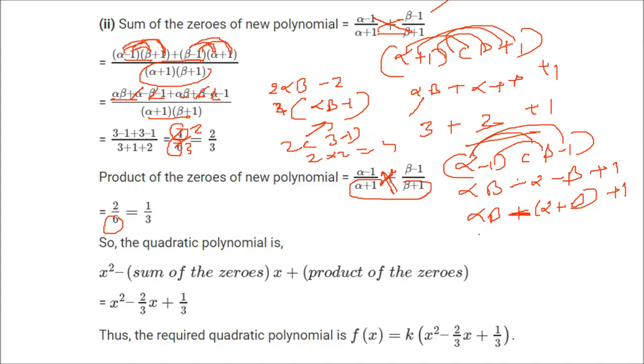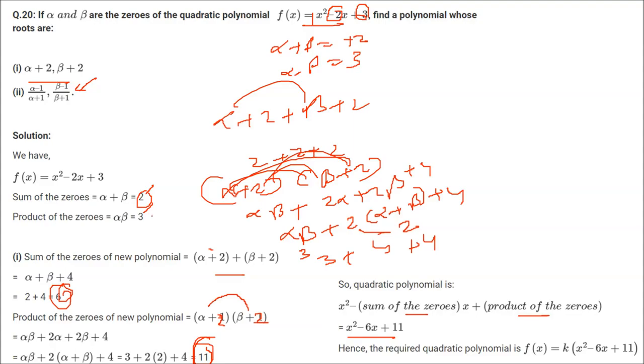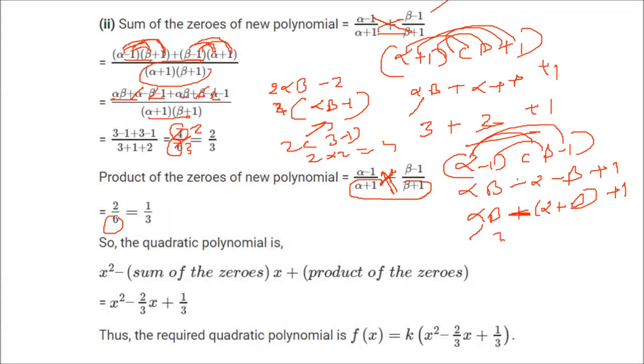Put these values. Alpha beta is 3 and alpha plus beta is 2. So 3 minus 2 plus 1. So 3 plus 1, 4. 4 minus 2 is 2. So you get a 2. 2 by 3 is 2 3 is 6. So this is 2 by 3 as the sum of the zeros, and this is the product.